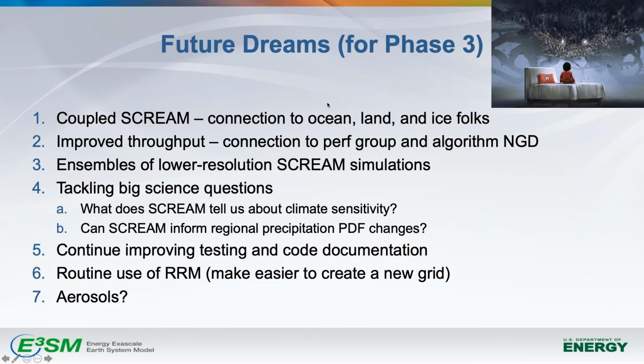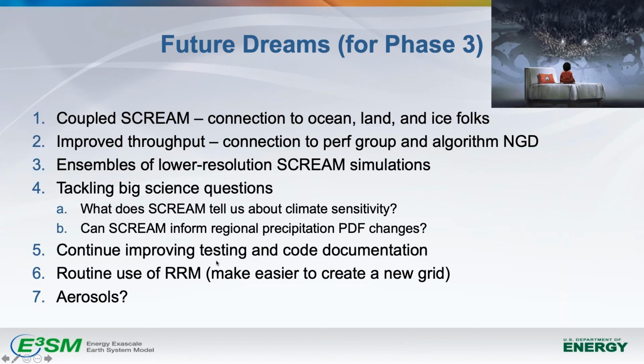Okay, a little bit about future dreams, like what we might start doing for phase 3 of E3SM. Coupled simulations, I think, is a natural thing to do since we have all the tools in place. I think there'll be a lot of opportunity, now we have a model, we can make it better. How can we improve the throughput? What can we do for performance? I think that we'll see ensembles of low resolution Scream simulations, also a good use of GPUs, more of a focus on science.